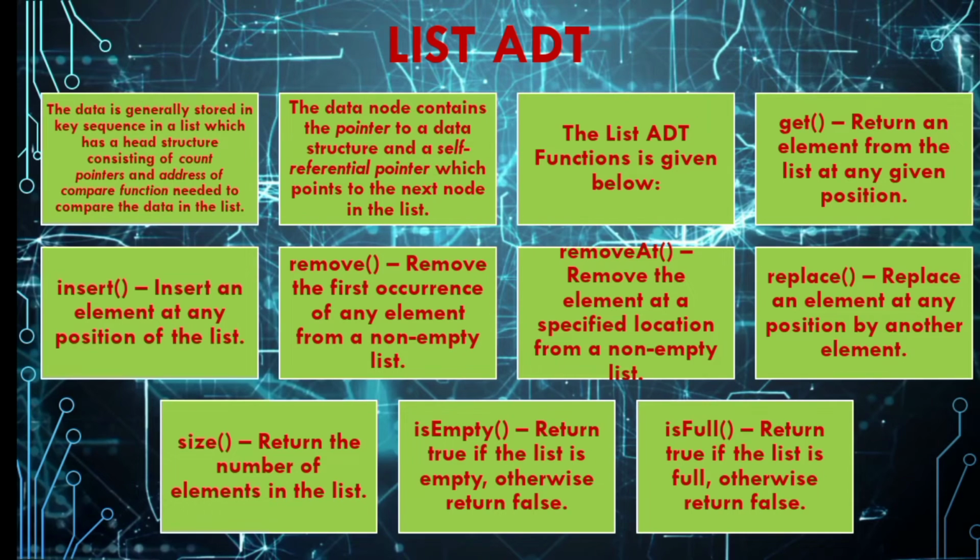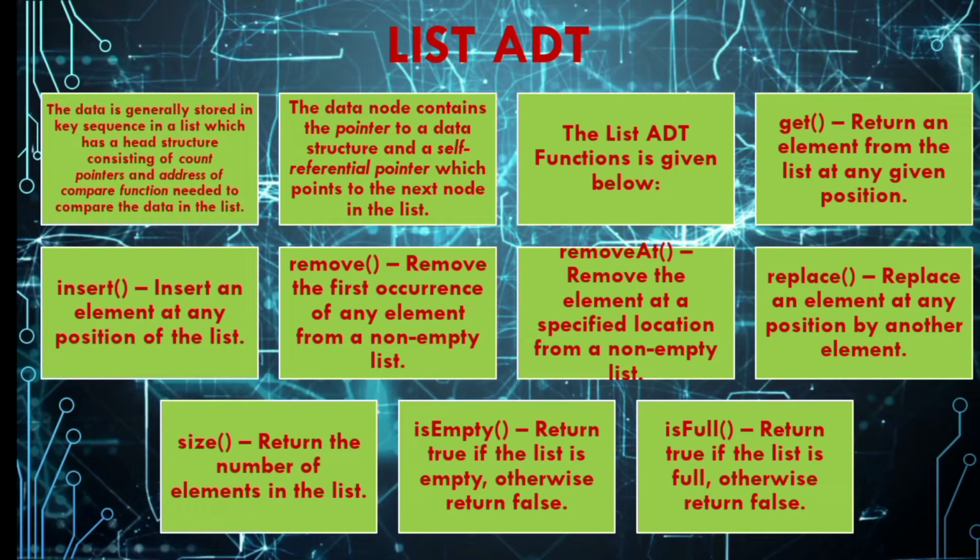The first ADT is list ADT. The data is generally stored in key sequence in a list, which has a head structure consisting of count, pointers and address of compare function needed to compare the data in the list. The data node contains the pointer to a data structure and a self-referential pointer which points to the next node in the list. The list ADT functions are given below, that are getOff, which means return an element from the list at any given position.